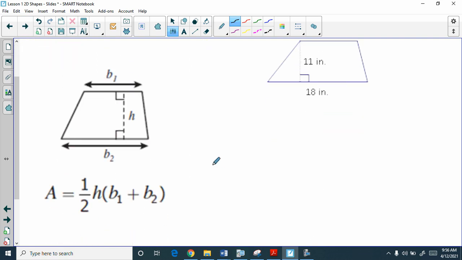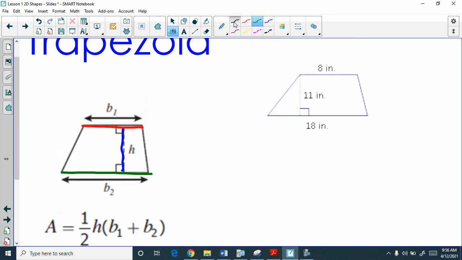Then we've got our formula for a trapezoid, which is going to be 1/2 times the height, right, which is going to go up and down in the shape, times base 1 plus base 2. Okay, those are going to be the two parallel sides, your bases.